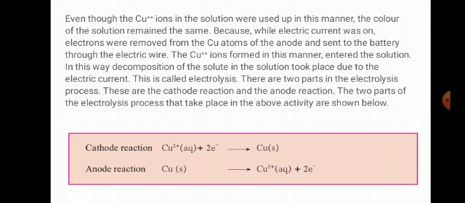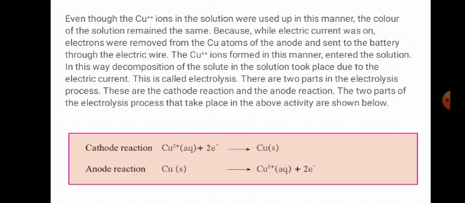Here the copper ions are coming from anode, that is the copper plate we have used as an anode, and from anode electrons are sent to the battery and the electric current flows, and the copper ions coming from this anode entered into the solution. So the copper 2 plus ions which are coming initially from the dissociation of copper sulfate solution are replenished by the copper 2 plus ions coming from the anode. Therefore the color of the solution remains the same.